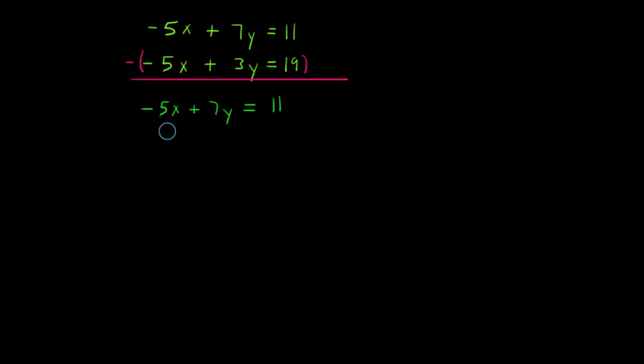Well, two negatives make a positive. So I have positive 5x here. So I'm pretty much going to add the opposite of each term in this second equation here. So I have positive 5x. Now a negative times a positive, I'm going to get a negative, so I'm just going to bring that negative sign down, or think of it as a subtraction symbol, and minus 3y. It's equal to -19.